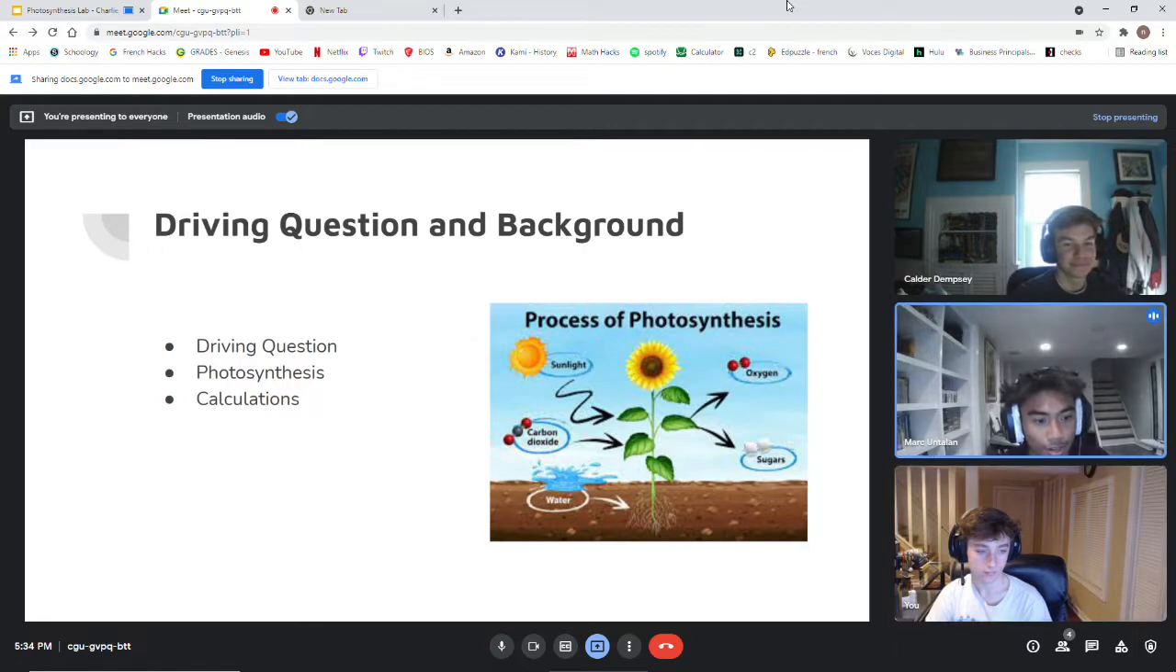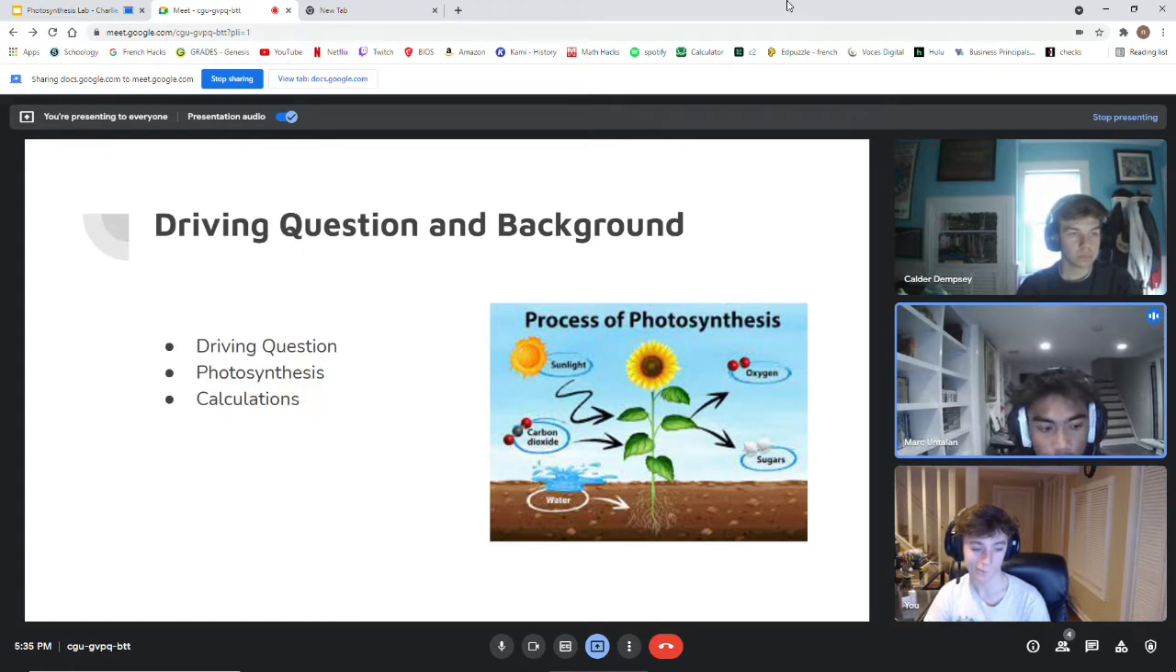Our driving question for this lab was, does the size of the leaf disc affect the rate of photosynthesis? Photosynthesis is a process that autotrophs use to convert light energy into chemical energy. It takes place in the chloroplasts of the palisade mesophyll. The reactants are carbon dioxide, water, and sunlight, and the products are glucose and O2. It is a redox reaction, meaning electrons are either being gained or lost by a molecule or atom.